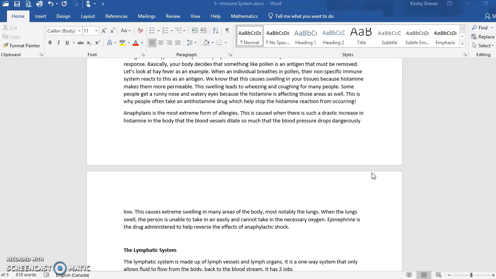You can notice it very heavily in the lungs and in the trachea. Someone who's going into anaphylactic shock will have a very hard time breathing. And epinephrine is the drug administered to help reverse the effects of anaphylactic shock.